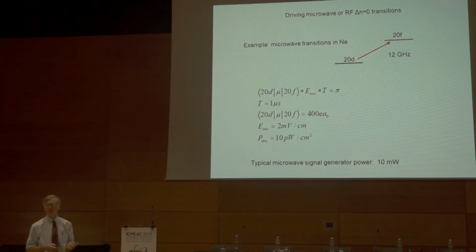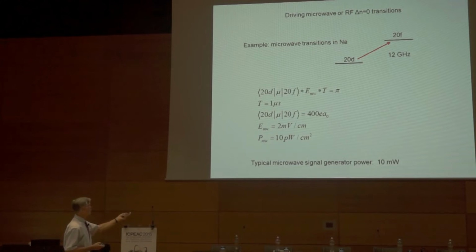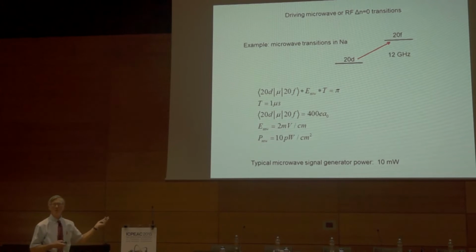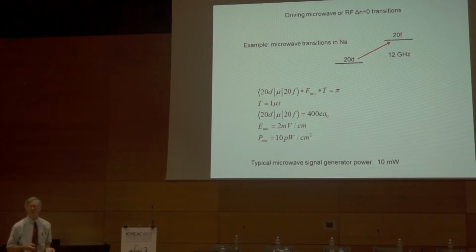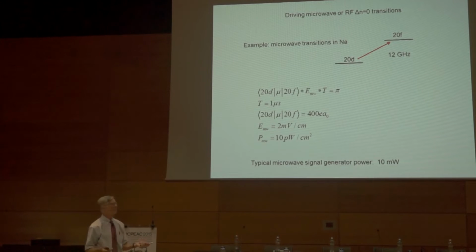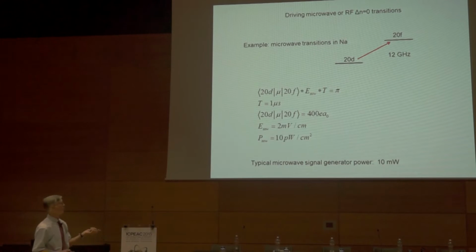Okay, so some of you are probably theorists, or even if you are experimentalists, when you buy a microwave generator, it comes specified in terms of the power it produces. So if I convert this to power, this is something like 10 picowatts per square centimeter. And if you buy any signal generator, it has a power of 10 milliwatts. So you have 6 orders of magnitude of power to play with.